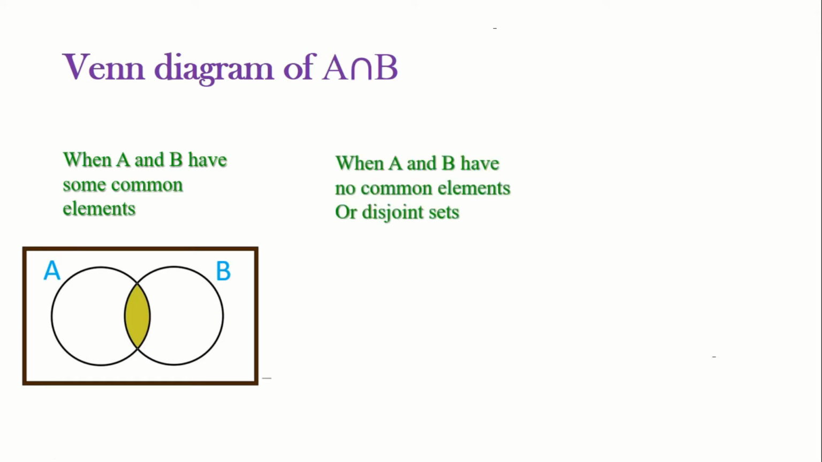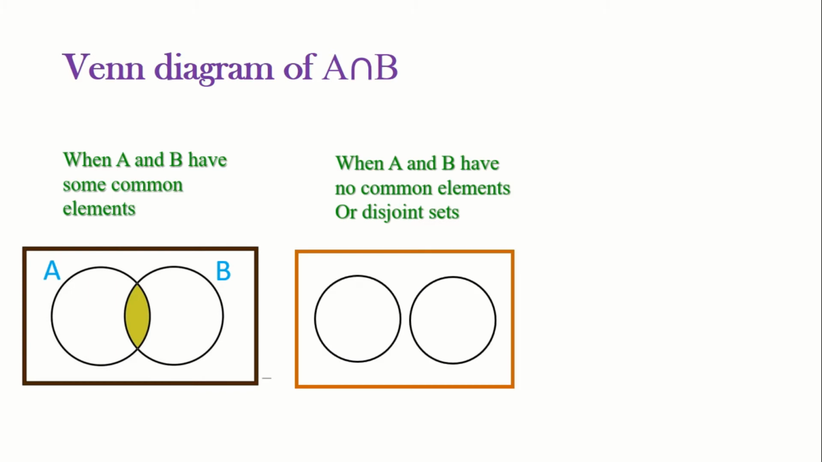Suppose the two sets A and B are disjoint sets. So there are no common elements for the two sets A and B. So we have A intersection B is an empty set. The Venn diagram is given in this figure. A intersection B is an empty set, so that's why there is no shaded portion in this figure.